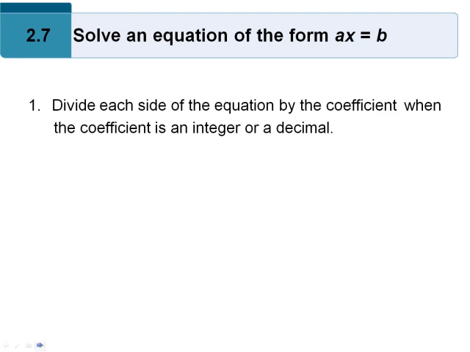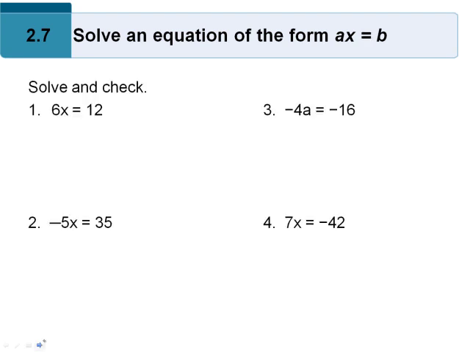So that's the only step we really have today. This is a one-step equation, which makes it kind of nice. And what you're going to do is divide each side of the equation by the coefficient when the coefficient is an integer or a decimal. So if you've got a regular number there in front or a decimal, you divide by that coefficient. All right, so let's look at some examples.